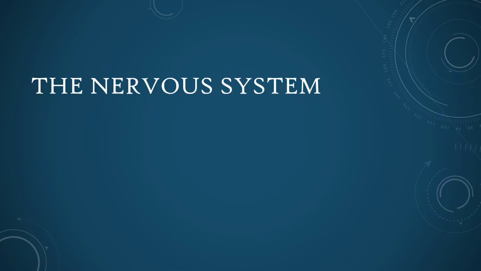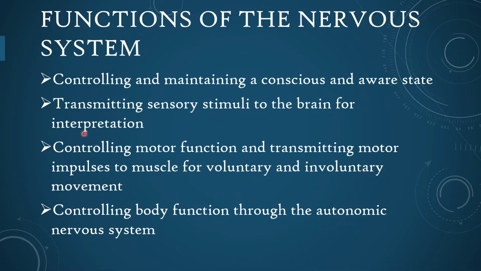All right, let's talk about the nervous system. What's the function of the nervous system? Well, it's to control and maintain a conscious state of awareness, transmitting sensory stimuli to the brain for interpretation, controls motor function, transmitting motor impulses to muscles for voluntary and involuntary movement, helps to control body function through the autonomic nervous system.